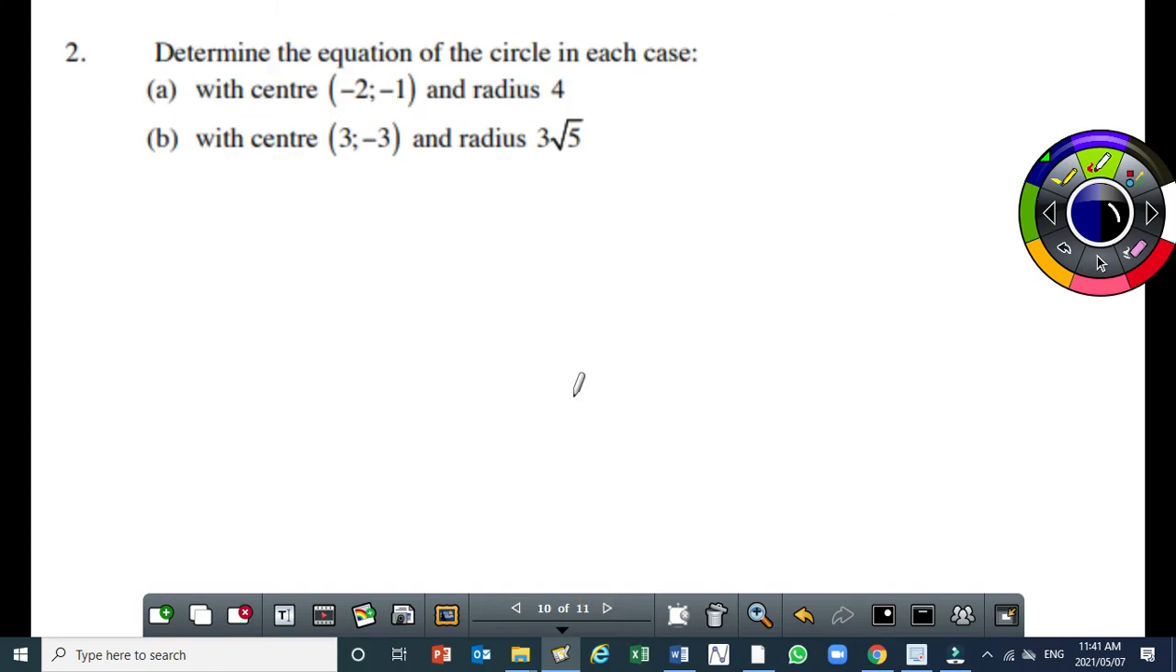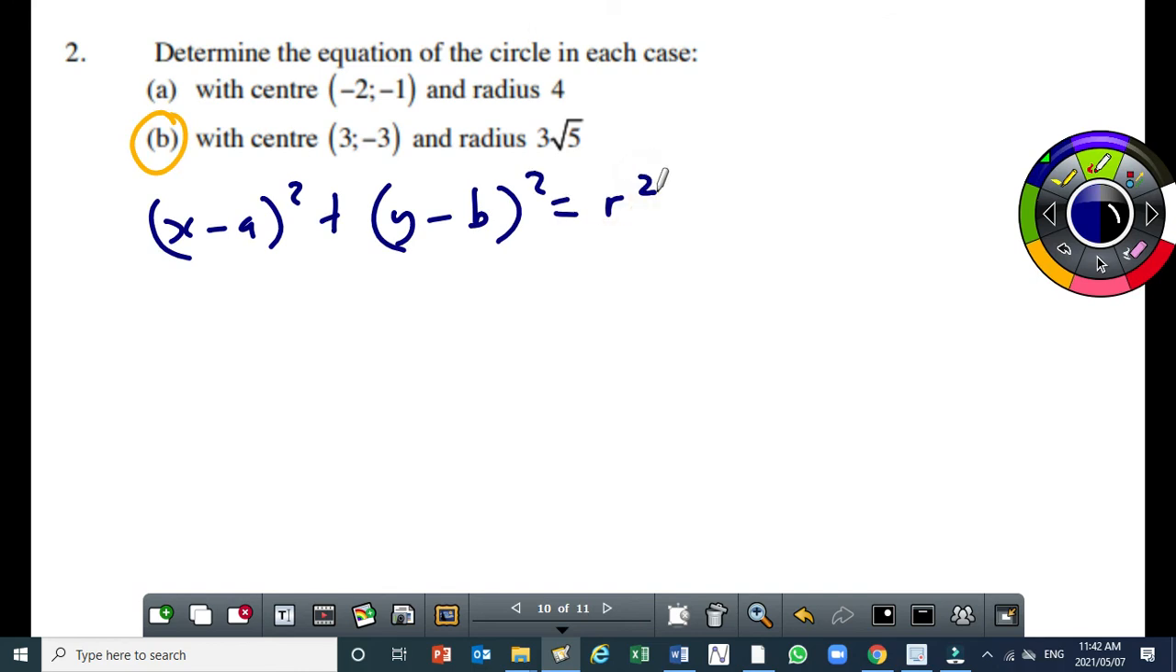The next question, you need to determine the equation of the circle in each case. Okay, so we are given the center and the radius, and here we are only going to do question 2b. Right. So first, you need to know the general form of the equation of the circle. It's (x minus a) all squared plus (y minus b) all squared equal to r squared. Okay? So you have to write down this equation before you carry on.